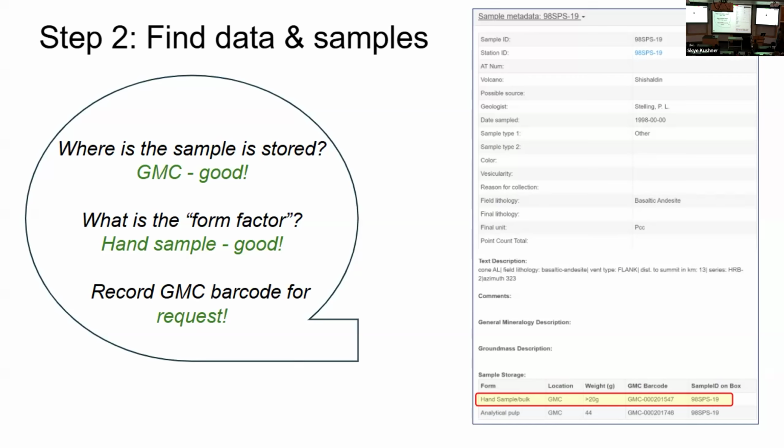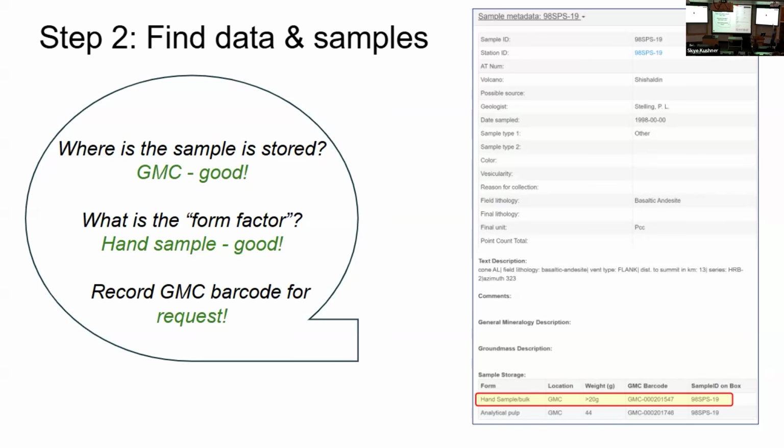So what you're really then going into is you're going and finding this GMC barcode. If you're lucky, it'll have a weight. The vast majority of samples don't have a weight because in the effort to try to get things to the Geologic Materials Center, we skip some steps. But that's something we'll talk about in a minute, is how you can help us with that.